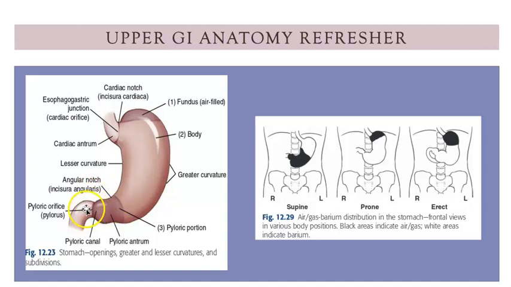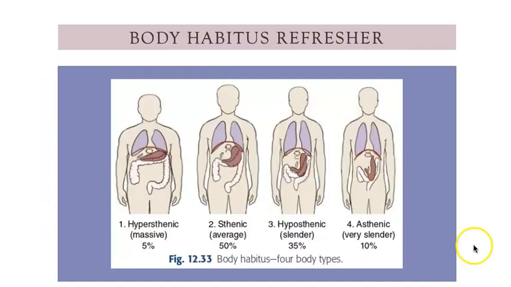After that we get into the duodenum and so on, but first I want to remind you all of how you can tell how a patient's body was positioned depending on where you see air versus where you see barium. Also, another reminder is body habitus. We went over this quite a while ago.